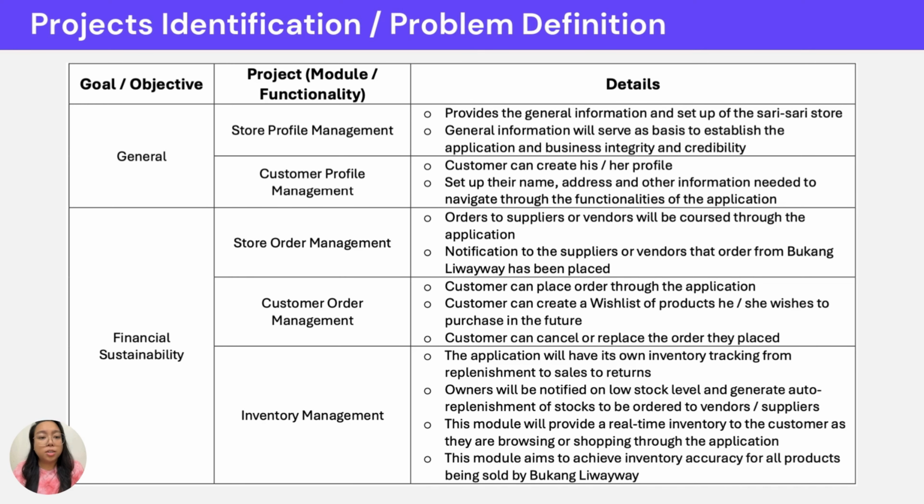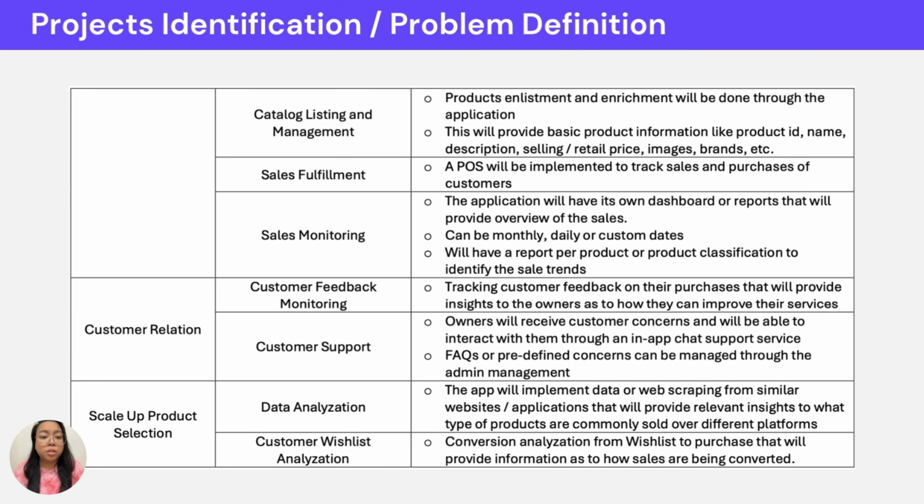So these are the projects identified. On the general side, I have store and customer profile management. For the financial sustainability, we have store order management and customer order management. Of course, we need inventory management. Moving forward, we have catalog listing management. This is where all the products will be displayed. And then we have sales fulfillment and also monitoring.